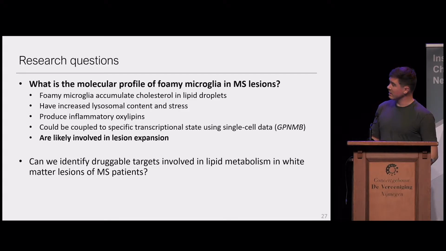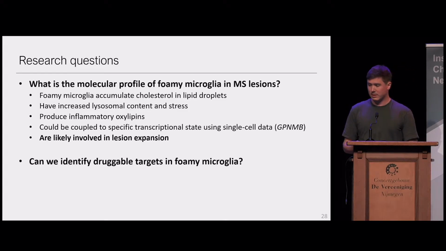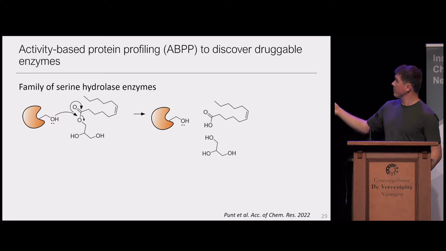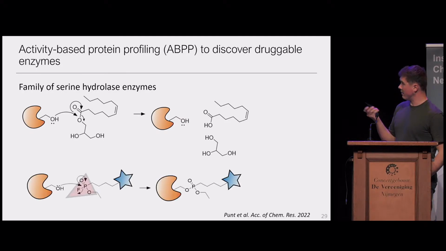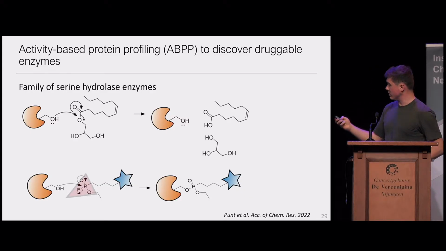The next question is then, can we identify druggable targets? And maybe to refine this question, can we specifically identify druggable targets in foamy microglia? To do this, we turn to a specific family of enzymes called the serine hydrolases. These enzymes are really closely involved in lipid metabolism. They do this with an active serine residue in their pocket, and they cleave ester bonds in lipids. And we have a trick to capture these enzymes when they're in an active state. They react with a fluorophosphonate moiety, and we can basically trap them.